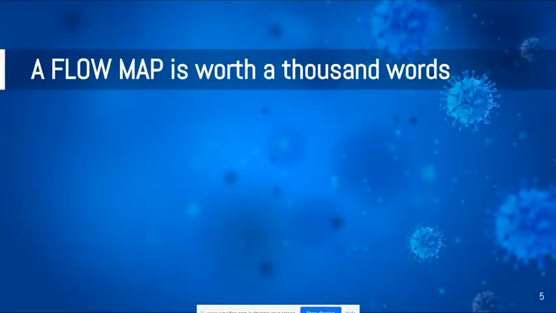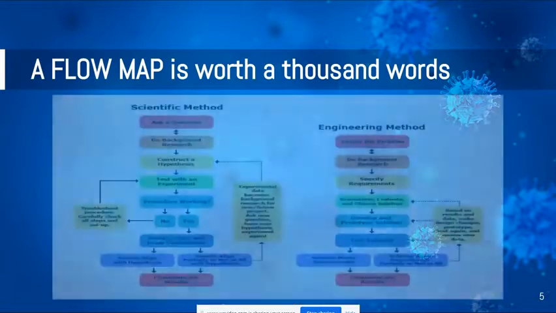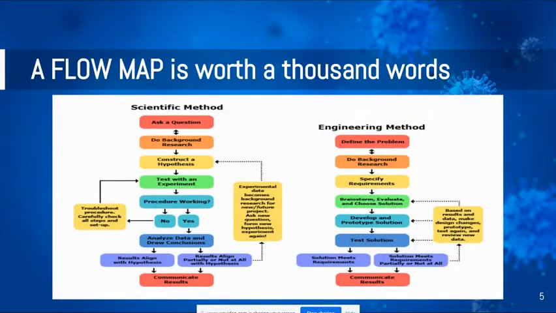So here are some flow maps that might be helpful to you. On our left, you're going to see the scientific method. And on the right, you're going to see the engineering design method. Now, they're very similar, and as you take a look at these yellow boxes that are on the sides, these are demonstrating that iterative process. That's when you have to go back, circle back, in order to try and find your optimal solution.